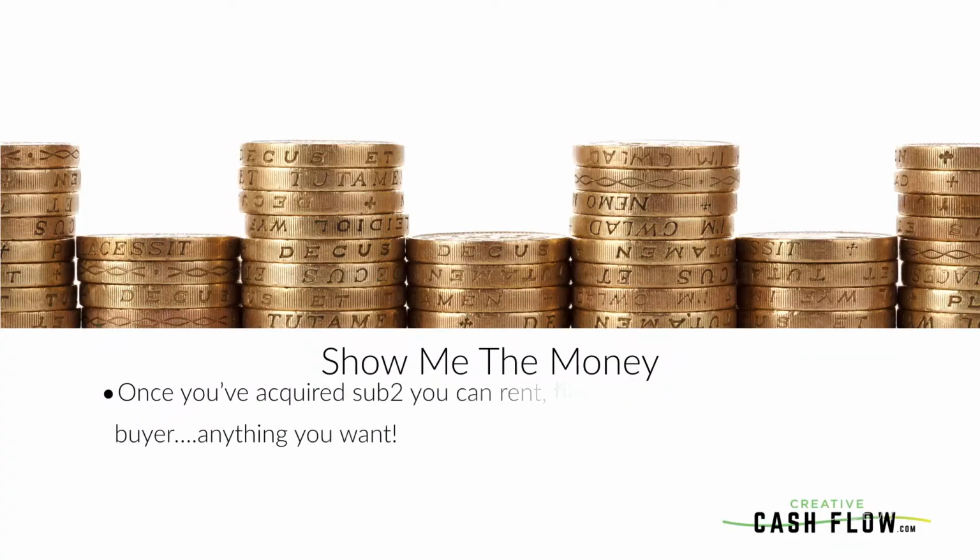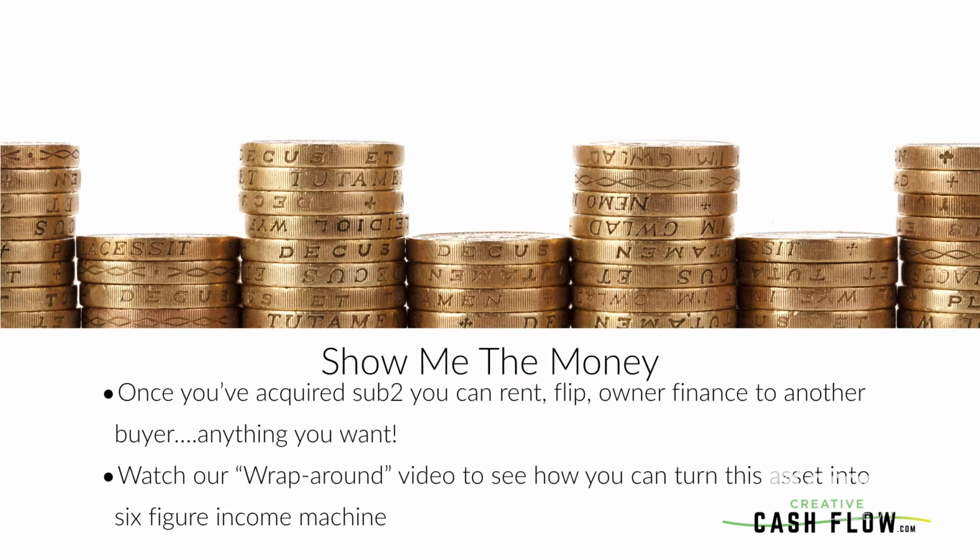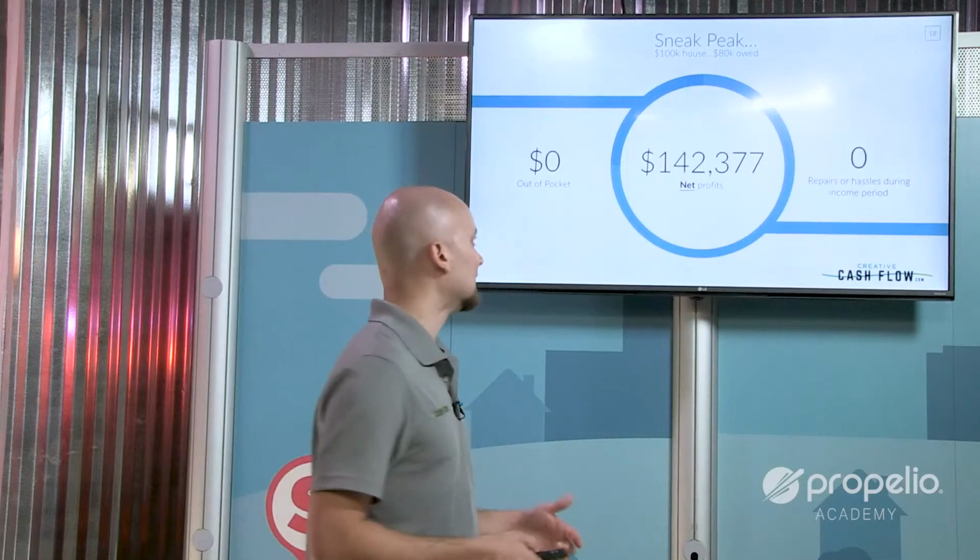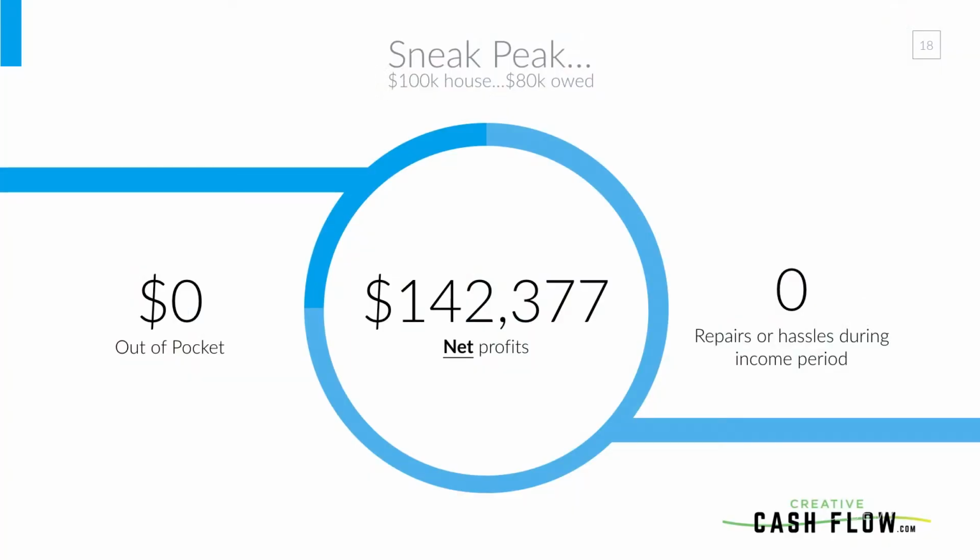So once you've acquired subject to, you can rent it, you can flip it, you can owner finance it to another buyer, you can do anything you want. The wraparound video is going to show how you can turn this type of asset into a six-figure income. But I'll give you a quick sneak peek. On a $100,000 house with $80,000 owed that you're taking over subject to, that turns into $142,000 net profits. That's zero repairs or hassles during the income period, and that's $0 out of pocket, because you get reimbursed anything that you had to put up front.